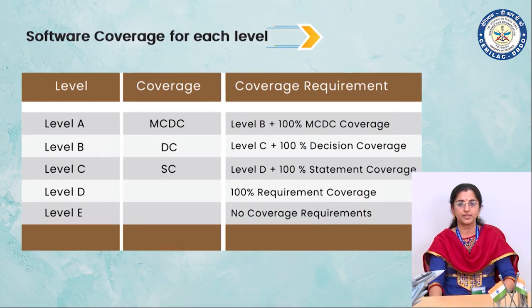The software coverages as per DO-178C for each level are given in the table. Let's start from the lowest level of criticality. Level E has no coverage requirements. Level D requires only 100% requirement coverage. For level C, we need to carry out 100% requirement and statement coverage. For level B, we need 100% requirement, statement and decision coverage. And for level A, apart from the 3 coverages, we also need to do modified condition decision coverage.